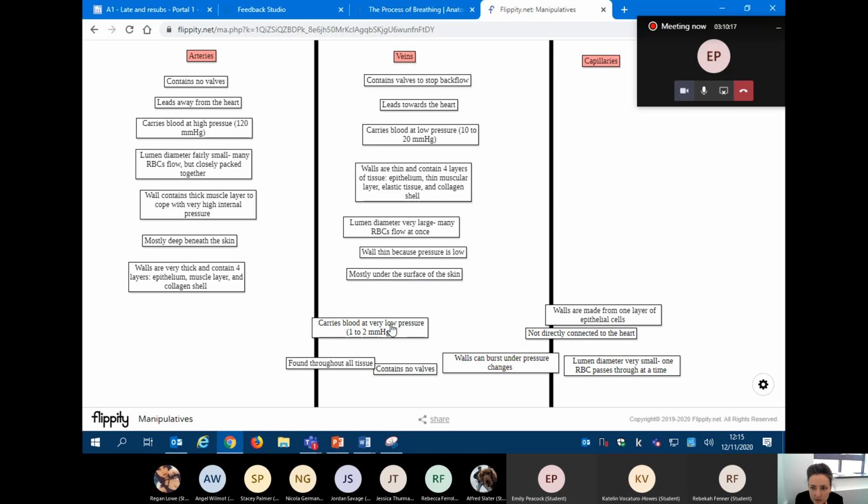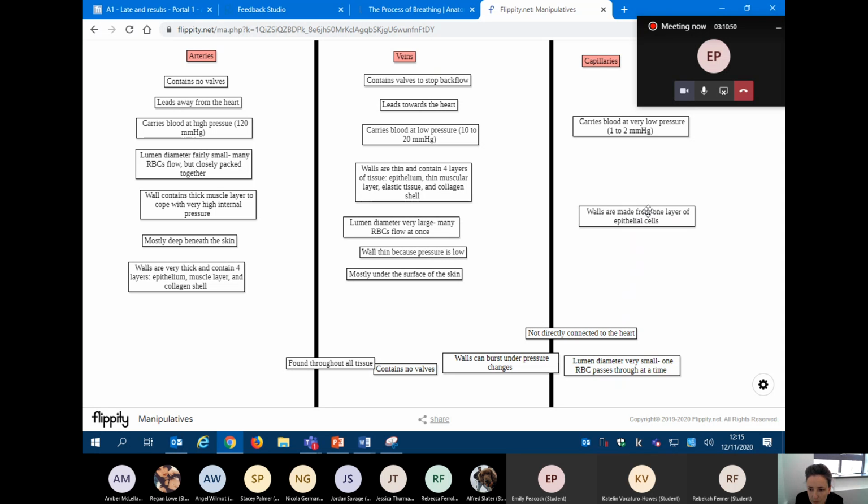Right, and that leaves us with just capillaries, so I'm going to summarize here. They carry blood at very low pressures, 1 to 2. Some people get confused and put very low pressure for veins, and actually very low pressures in the capillaries. Why is that? Because capillaries are so tiny that the blood flow slows right down. Whereas when you start adding all the bits of blood from all the capillaries together, the pressure starts to build up slightly. So it's a bit higher in the vein compared to the capillary.